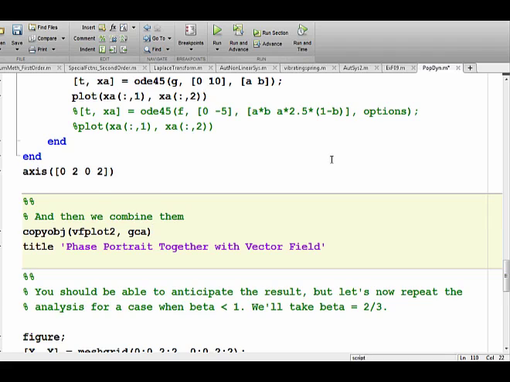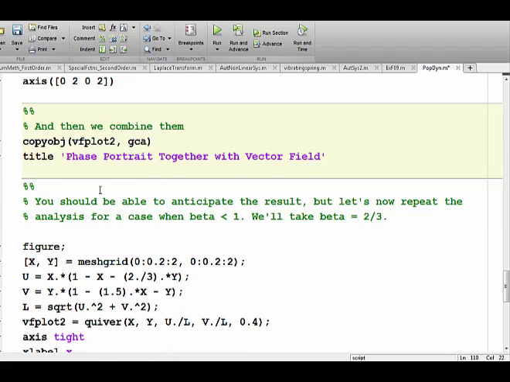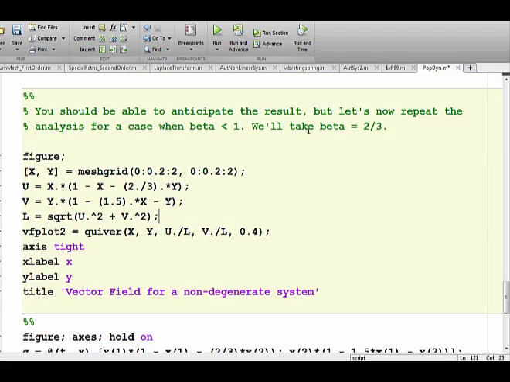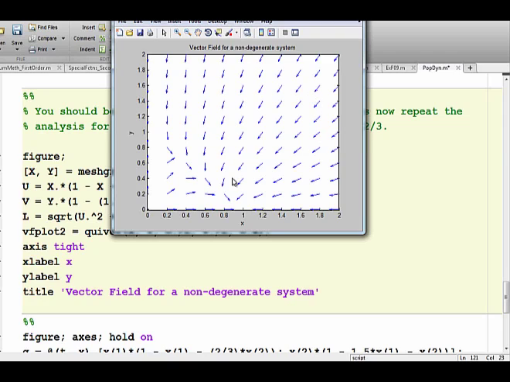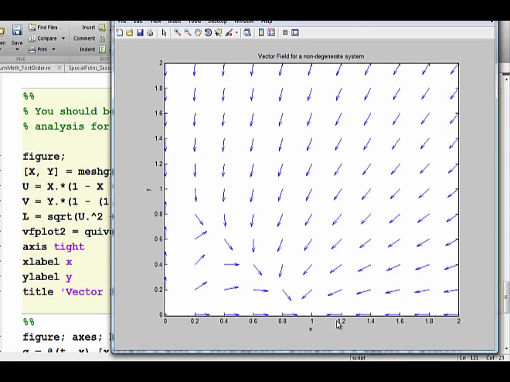Okay, so now let's take a value of beta less than 1. You should be able to anticipate the result. Hopefully think about it a little bit before I draw it. What's going to happen? I'm going to take beta equals 2/3, and let's draw the vector field. And you can see what happens. In this case, the y populations die out and everybody's converging to x, the logistic point of x right here.